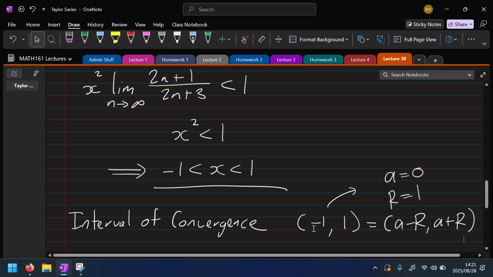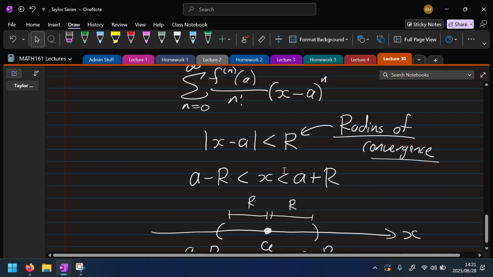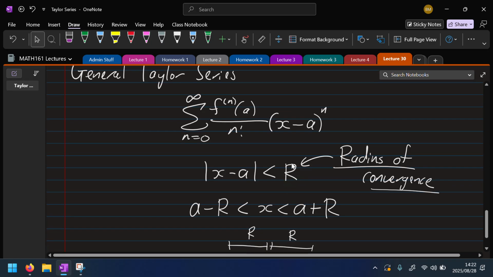So that was for the specific example, but in general you'll have something like this. Whatever your a value is from your Taylor series, minus r, and then whatever the a is from the Taylor series, plus r. And this comes from the ratio test. You'll see that.